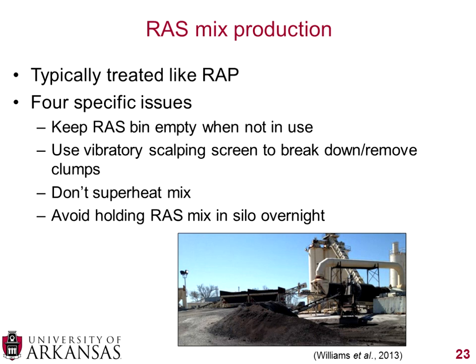But there are four specific issues in the mix production that I was able to find. One, you want to make sure to keep the RAS bin empty when not in use. When you're adding another aggregate source, you're going to have a feeder bin for the RAS material, just like you have one for each aggregate type if you have a drum plant, and you have one for the RAP. You want to keep that RAS bin empty. You don't want RAS sitting within that bin.